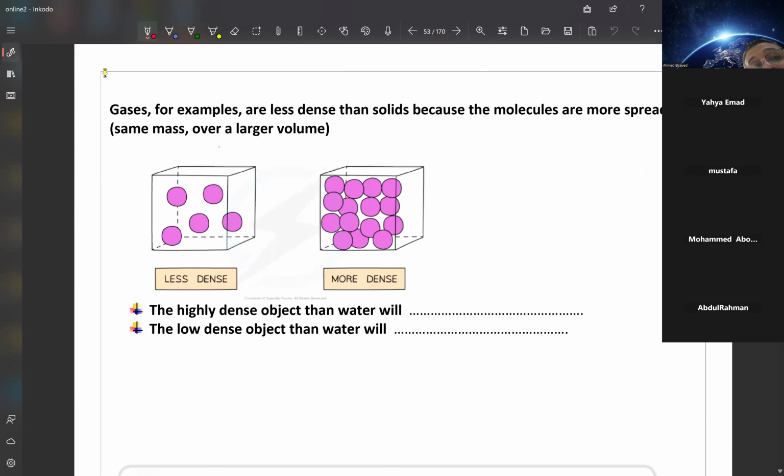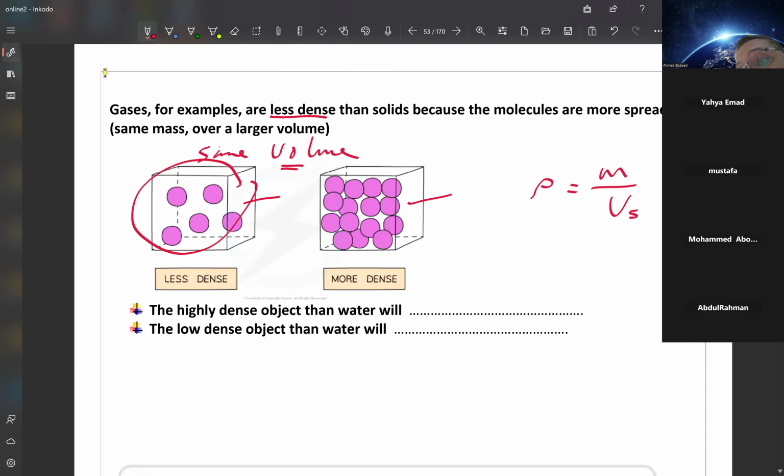Now let's move to gases, for example, which are less dense. Why do gases have less density? If we take the same volume, as you see, because the gas particles are farther apart, in this volume we have a low number of particles. So the mass is less. Density equals mass over volume. If volume is the same, less mass means less density. So fewer particles, less dense. High mass, high density, because we said same volume.